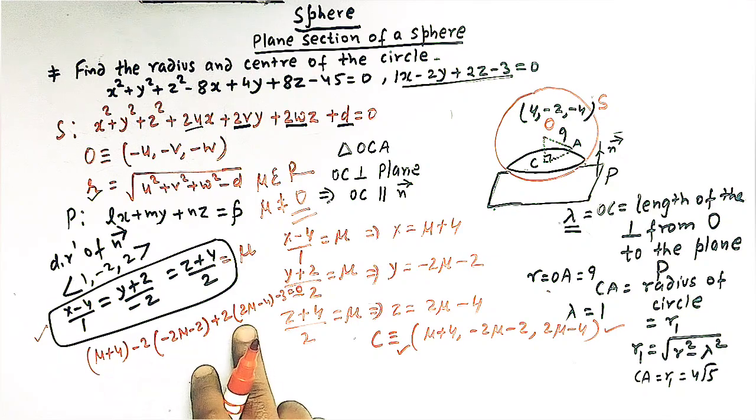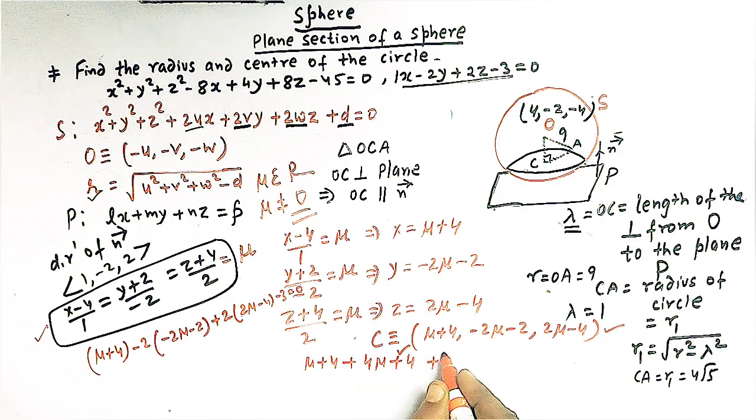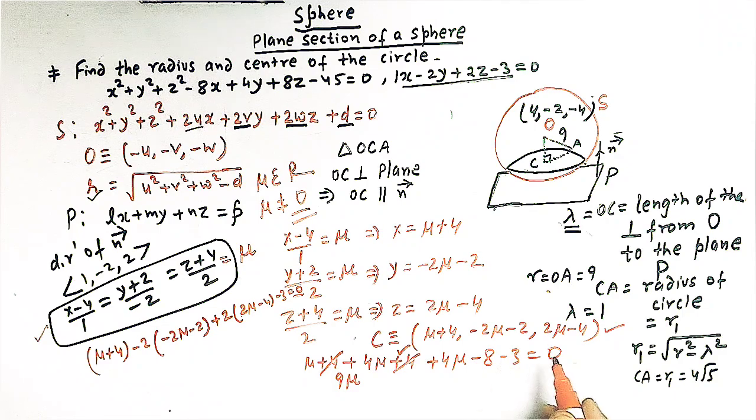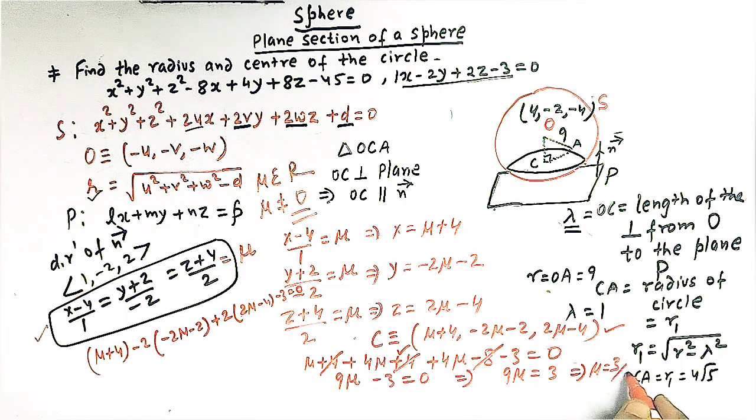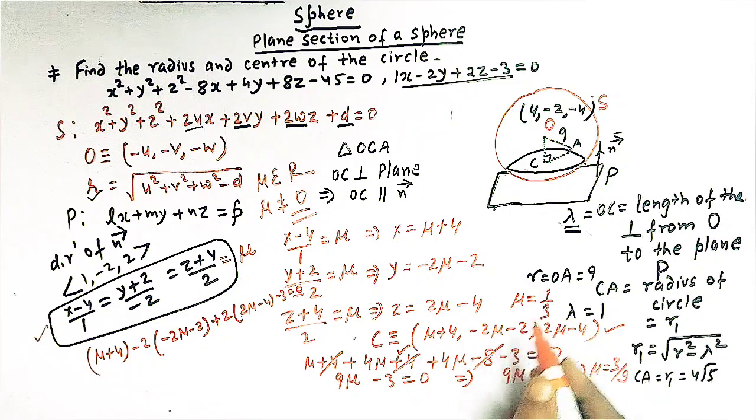So now let us solve this equation for mu. We have mu plus 4, then plus 4 mu plus 4, and then plus 4 mu, and minus 8 minus 3 is equal to 0. So here 4 plus 4, 8, 8 plus 1, 9. So we have 9 mu. Here 4 plus 4 is 8, and 8 and minus 8 get cancelled, so we are left with only minus 3, right? So from here 9 mu is equal to 3, so mu is 3 over 9, and the value of mu is now equal to 1 over 3, right?